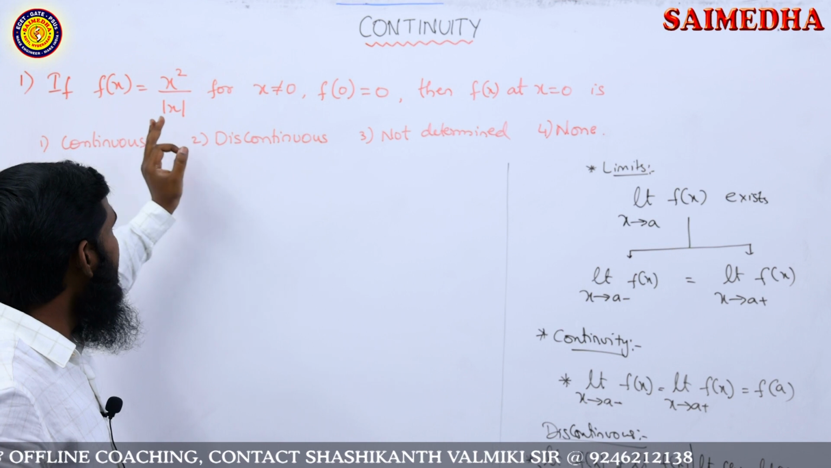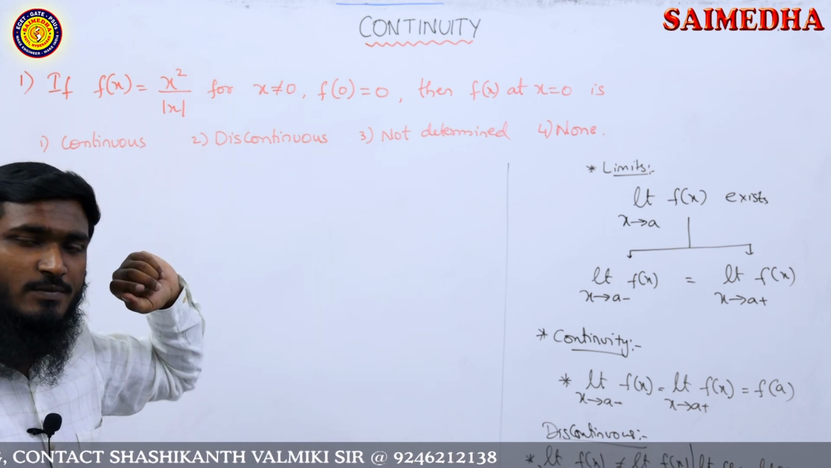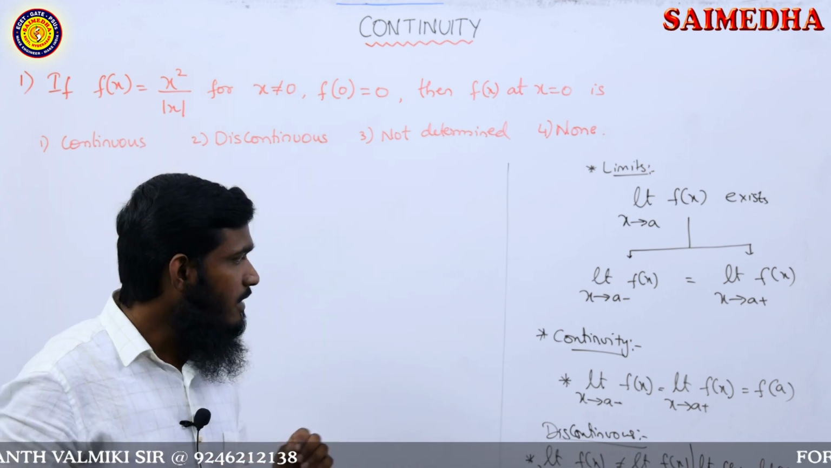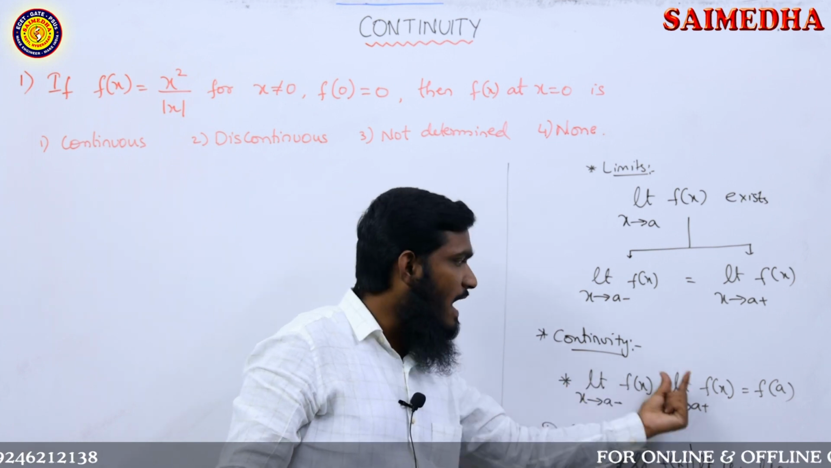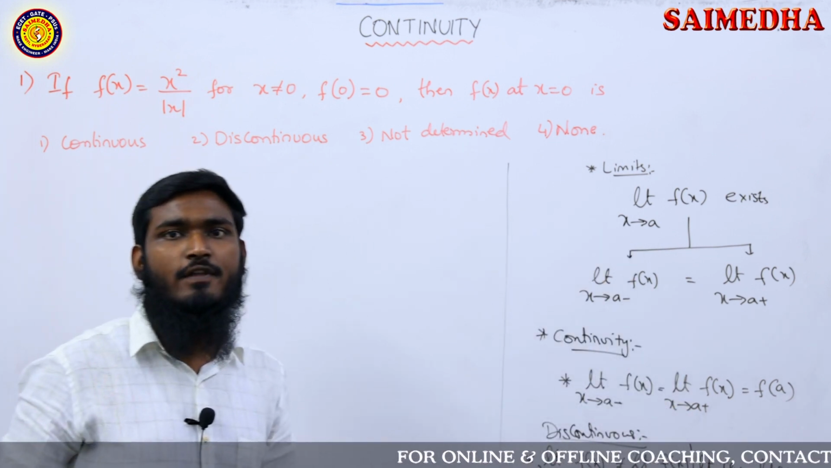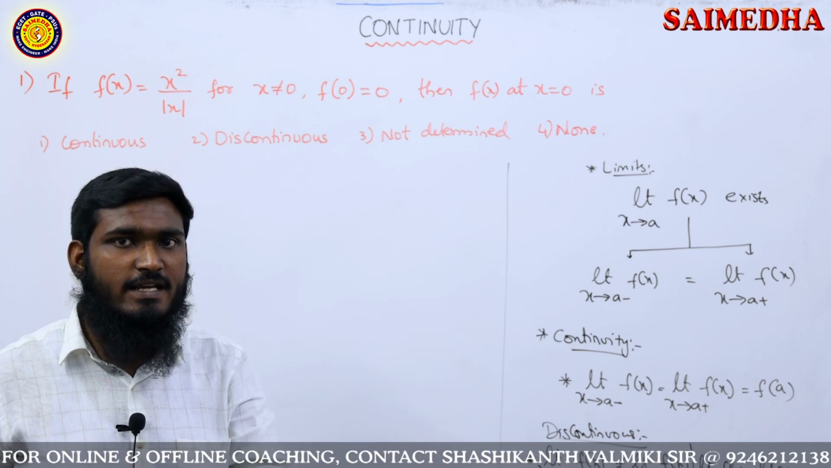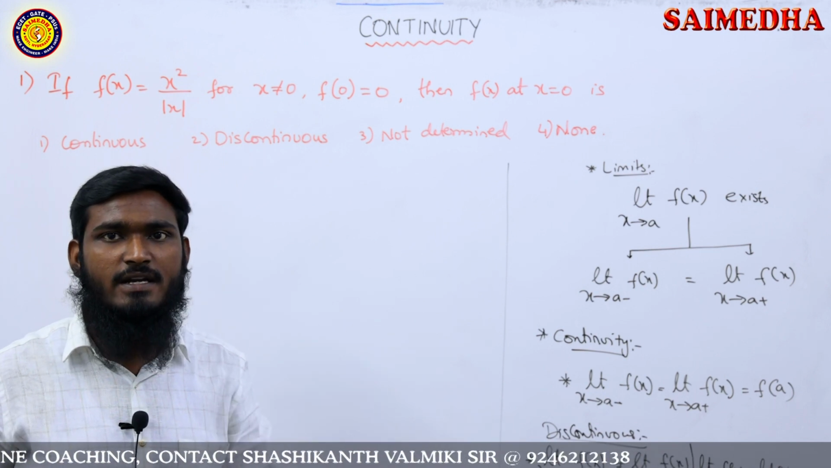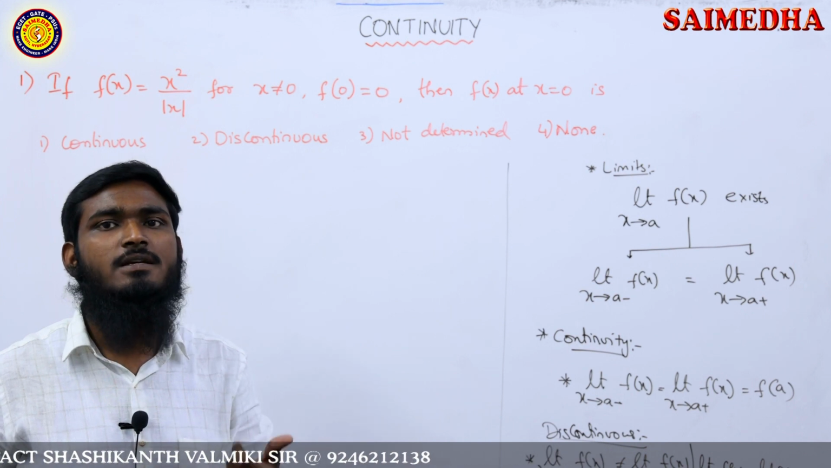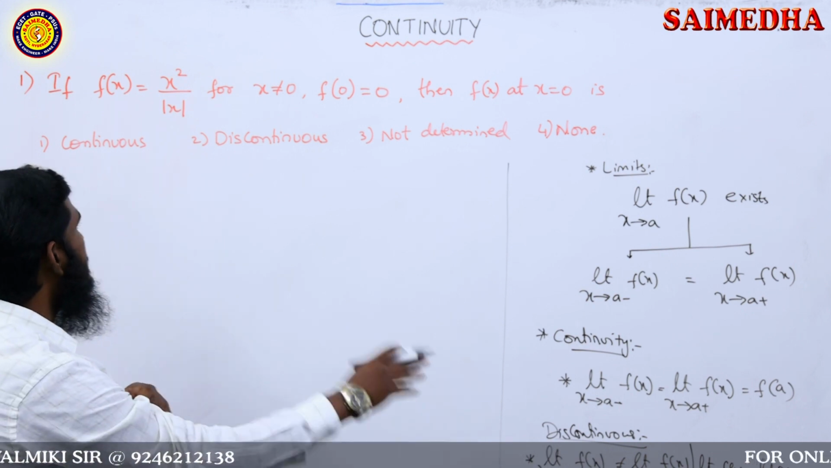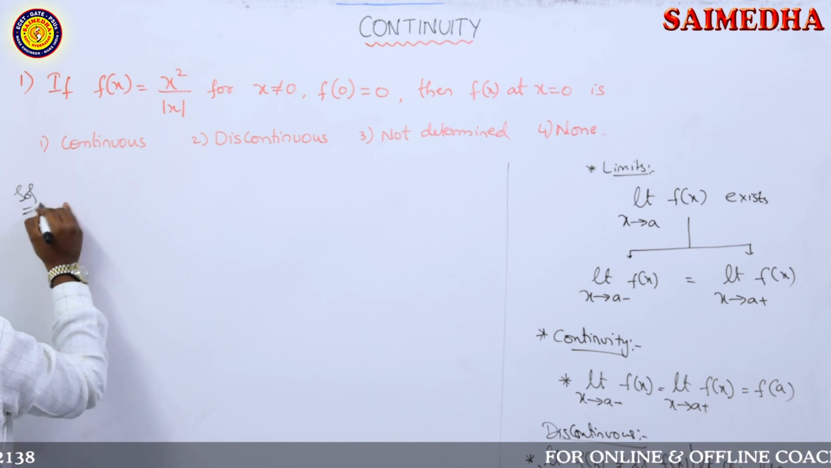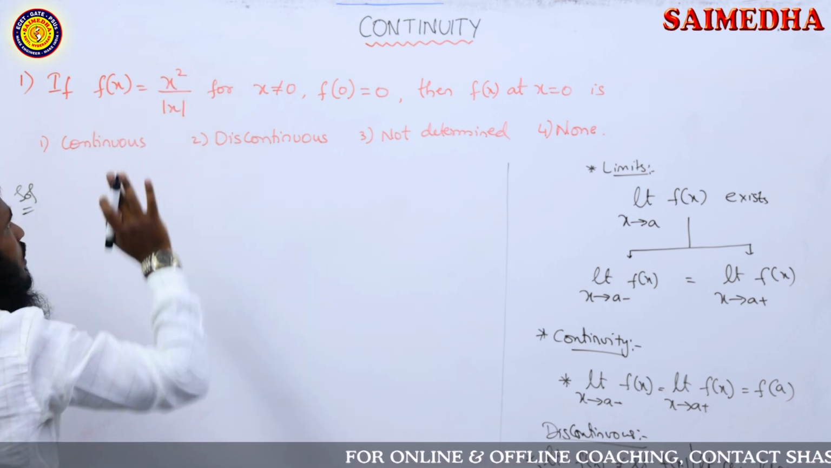Okay. So for finding whether this function is continuous or discontinuous, how many values do we have to find? We have to find LHL value, RHL value and value of the function. So after finding the three values, if the three values are same, then we can say the function is continuous. If they are not equal, then the function will be discontinuous. Now let us see the first question. So f of x is equal to x square by mod x.